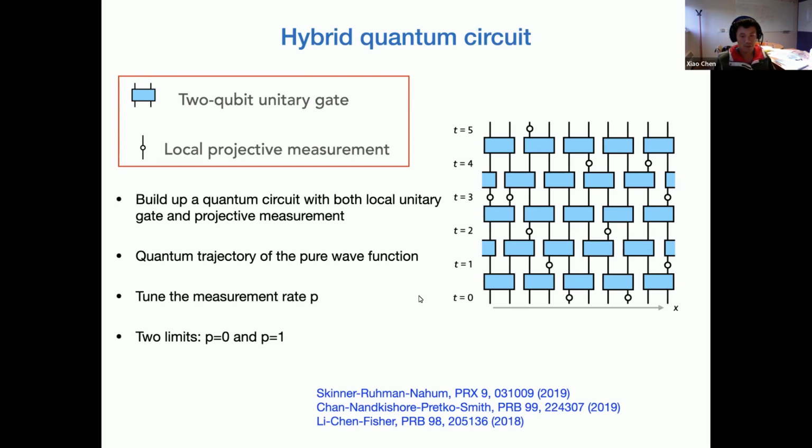This question, what will happen to this monitored quantum system, was first studied by these three groups. At that time we were using different quantum circuits. In the first paper over here, they were mostly focusing on the Haar random circuit, while we considered Clifford circuits, which allow us to do large-scale simulation.